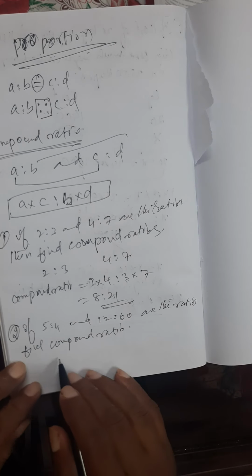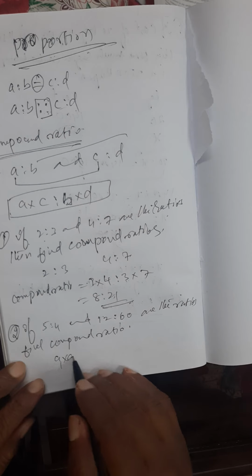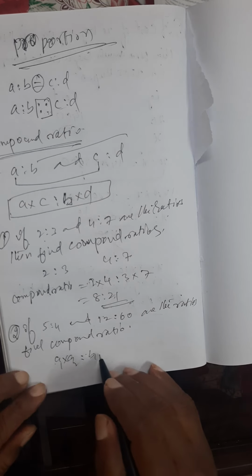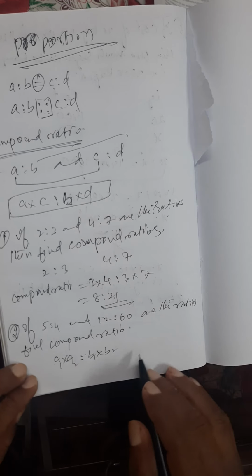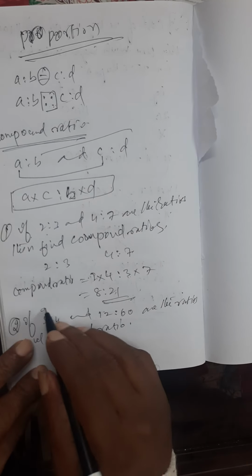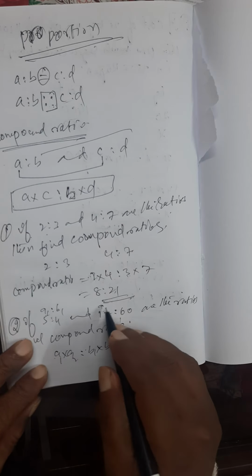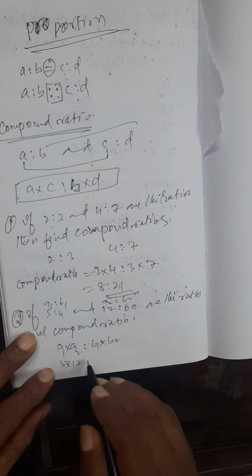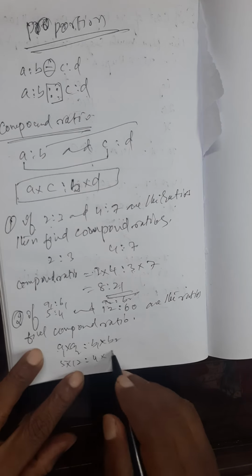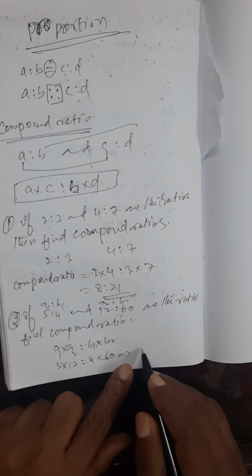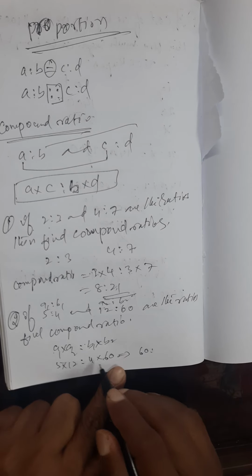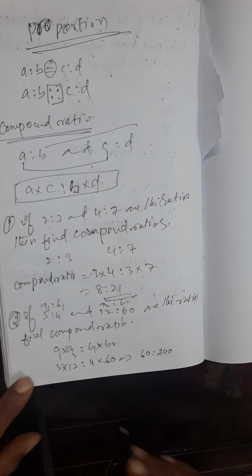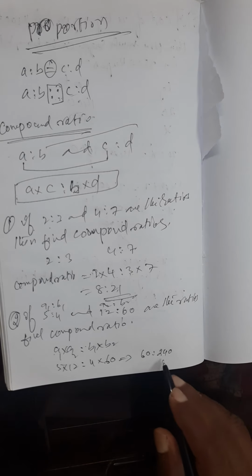Compound ratio. Simple one: a1 into a2, that is first antecedent to antecedent, and b1 into b2, that is consequent to consequent. First ratio is a1:b1, second is a2:b2. So 3, 5 into 12 we have to take, another one is 4 into 60. The compound ratio of this is 60 is to 240. 12 5s are 60, 4 60s are 240.